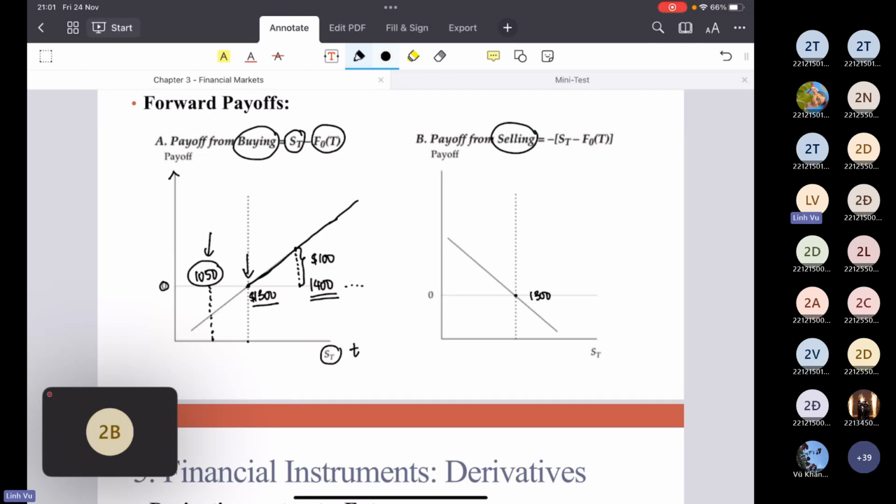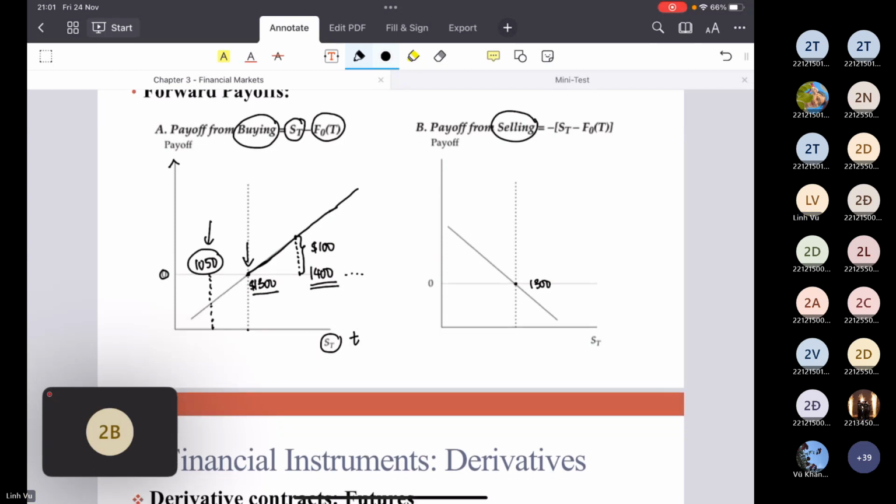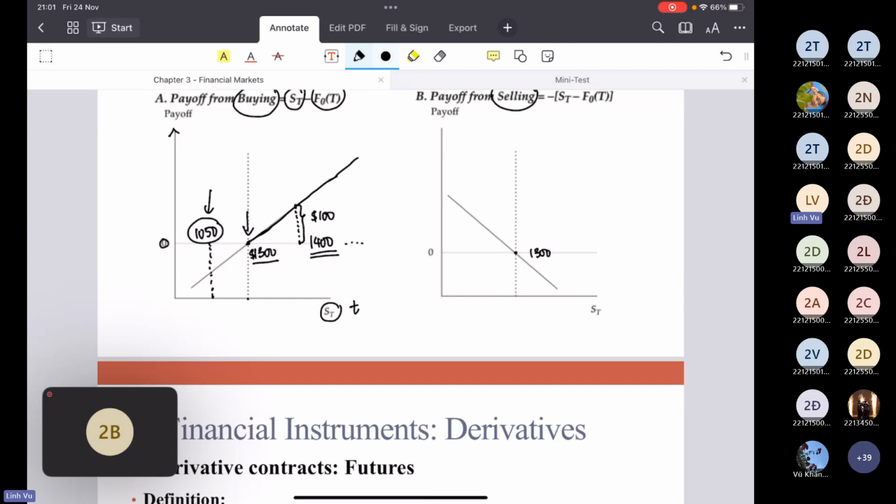So obviously party A suffers from a loss, and the amount of loss here is $250. Okay, so this is minus $250. And yeah, it's also a dot here, and you connect it. So you will have the line, and this line will tell you about the payoff of the forward contract to the buyer.